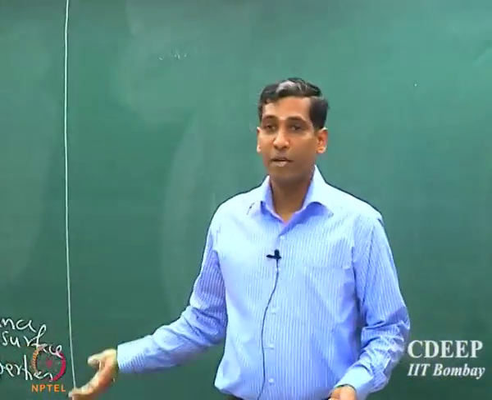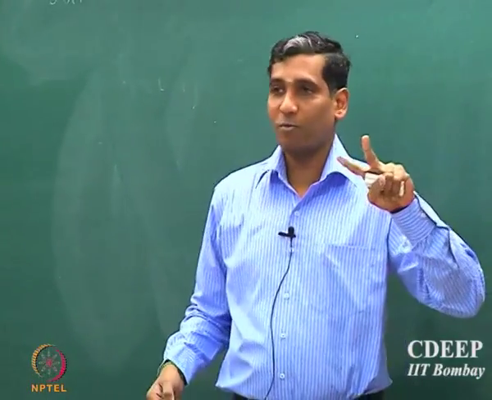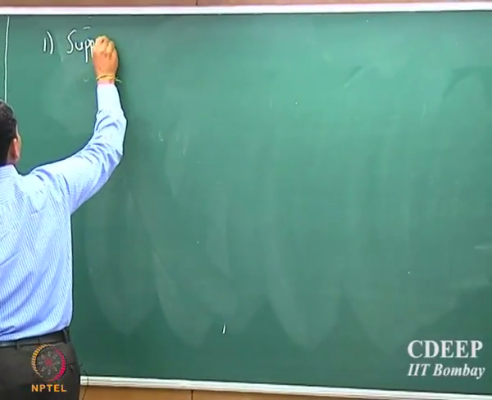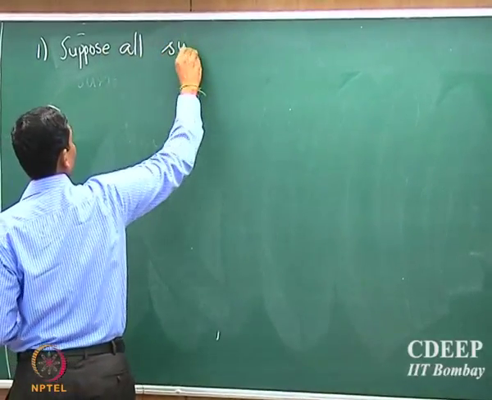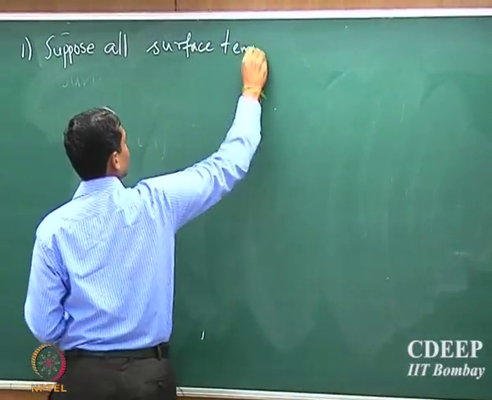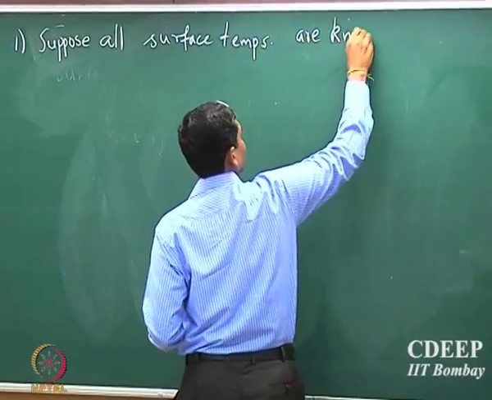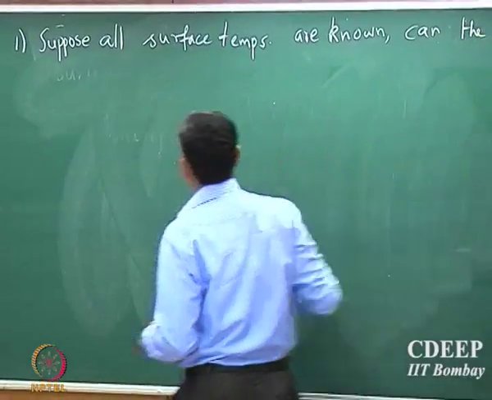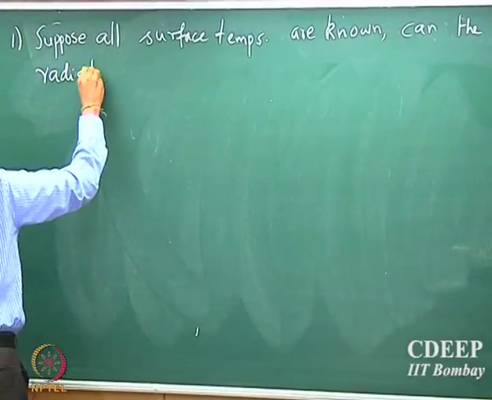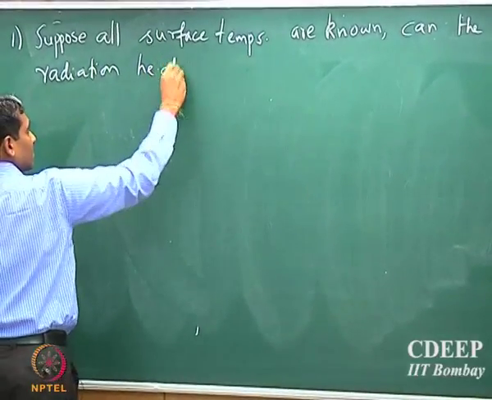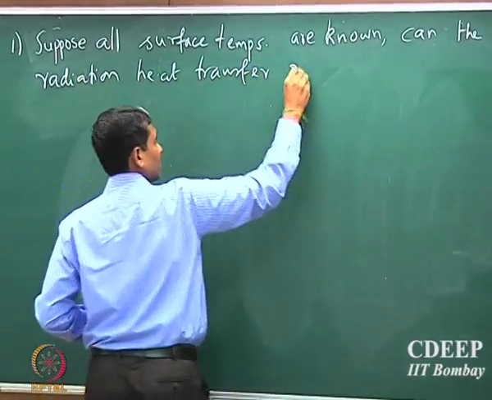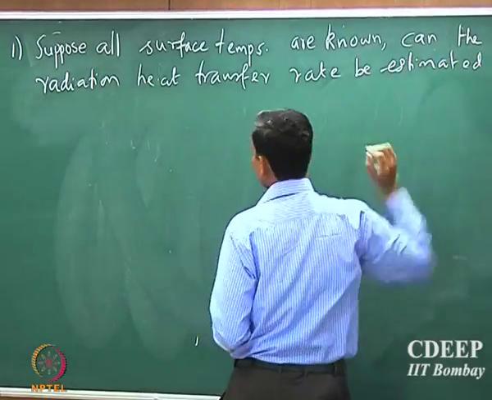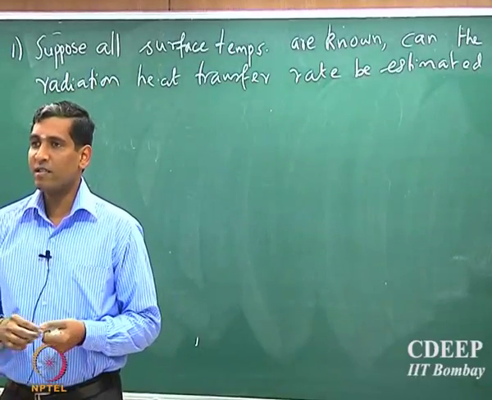So, the question is, where do we use all this information? There are two kinds of questions one could typically ask. Question 1 is, suppose all surface temperatures are known. Can I estimate the radiation? That is the first class of questions you can answer with some of the things that we have derived so far.